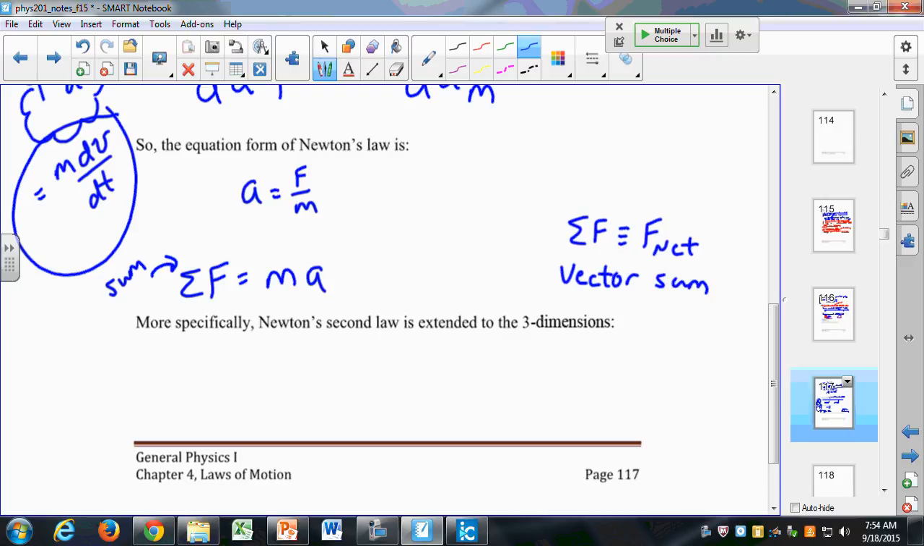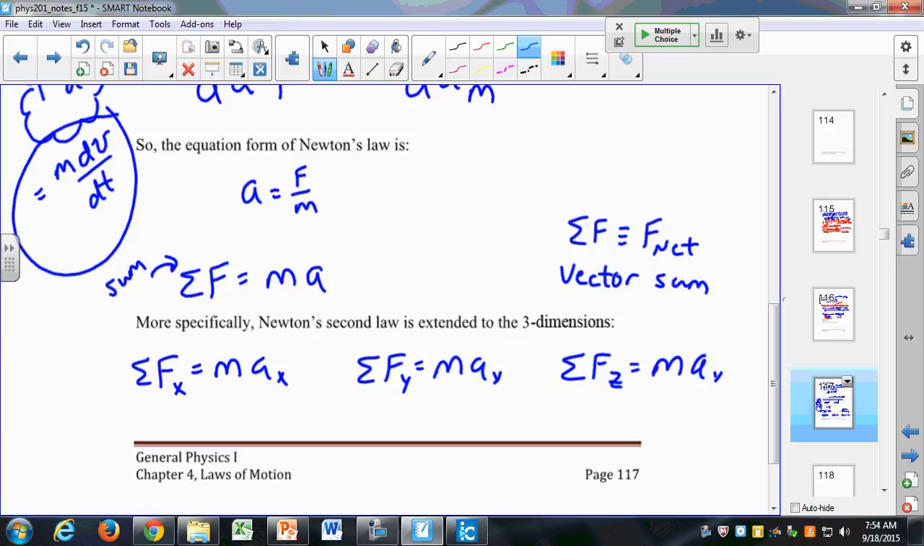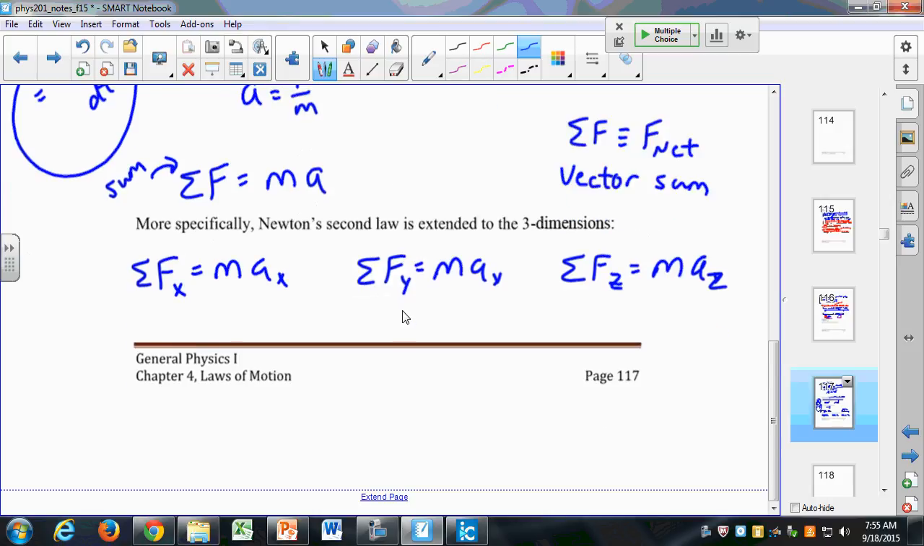So we can apply this to the 3 dimensions. That is, we can say that the sum of the forces in the x direction is max. The sum of the forces in the y direction is may. And the sum of the forces in the z direction is maz. That's going to apply on all 3 axes. And when we get into applying Newton's second law to static or dynamic situations, these 3 expressions are what we'll use to develop the equations that we'll use to solve whatever the problem is that we're looking at.